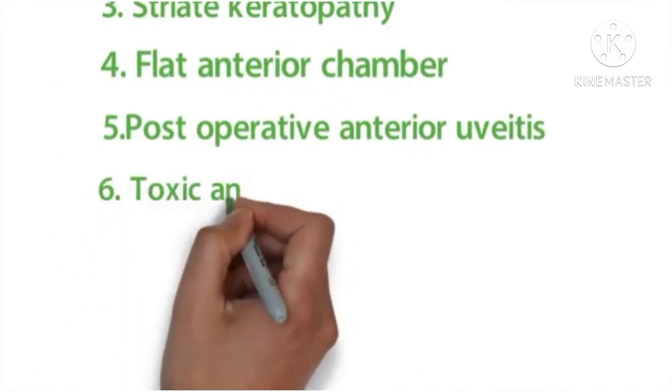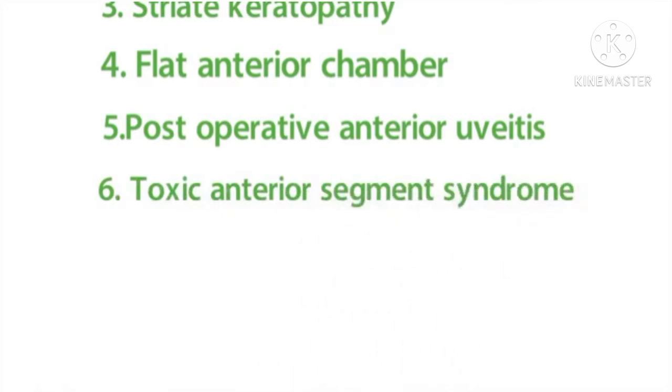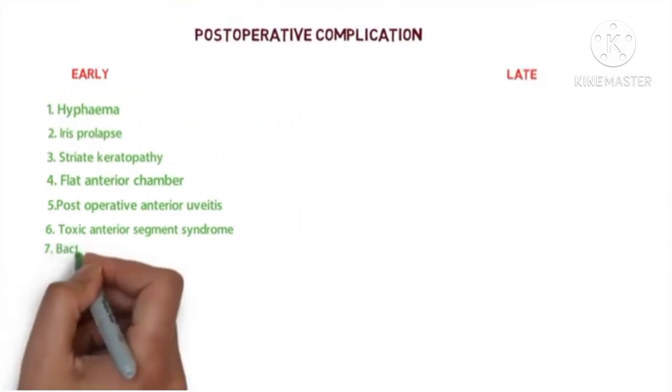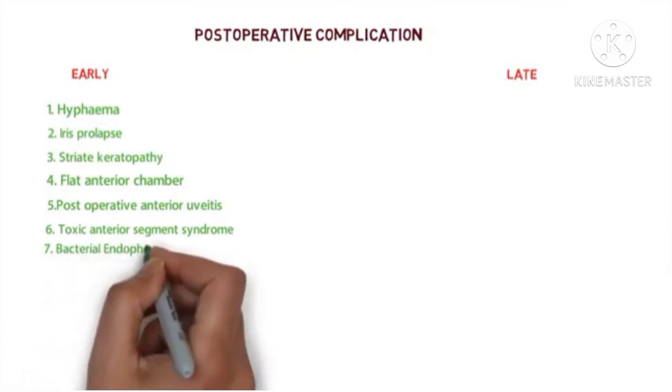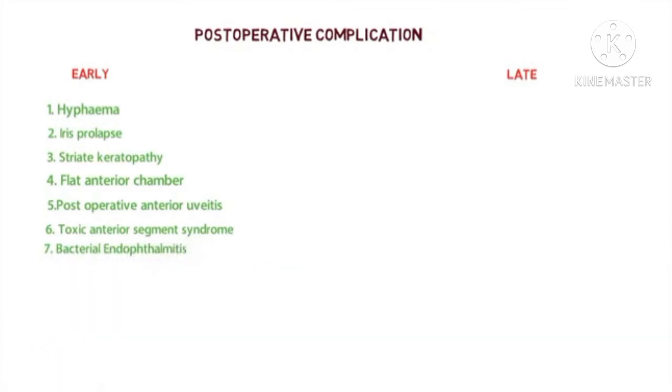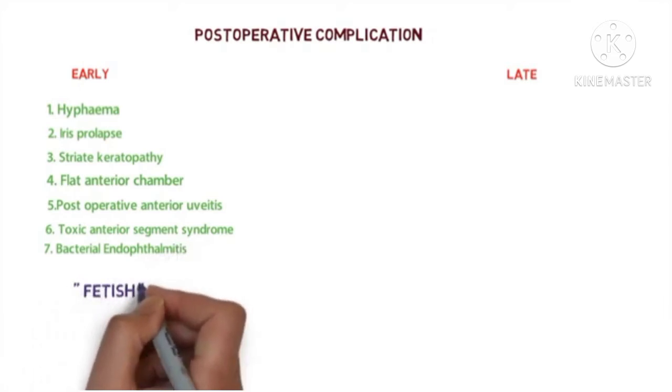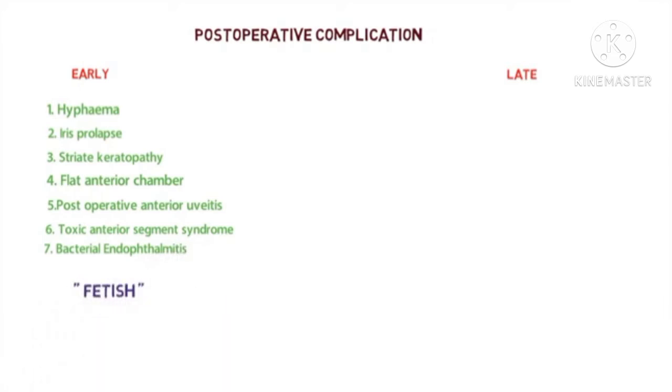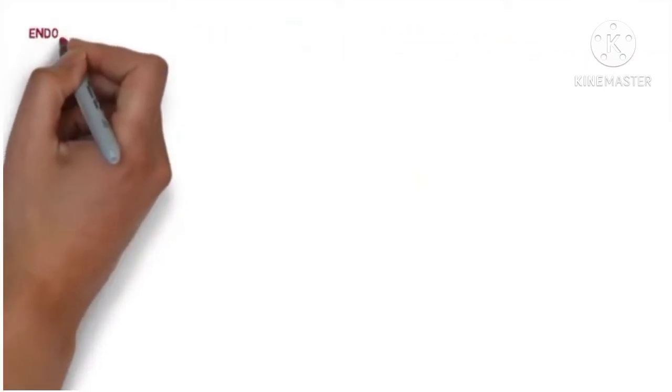Then there can be toxic anterior segment syndrome, and at last there can be bacterial endophthalmitis, that is suppurative inflammation of the eyeball. So we can remember it as FATIS. F for flat anterior chamber, E for bacterial endophthalmitis, T for toxic anterior segment syndrome, I for iris prolapse, S for striate keratopathy, and H for hyphema. Of these, bacterial endophthalmitis is important from the examination point of view.